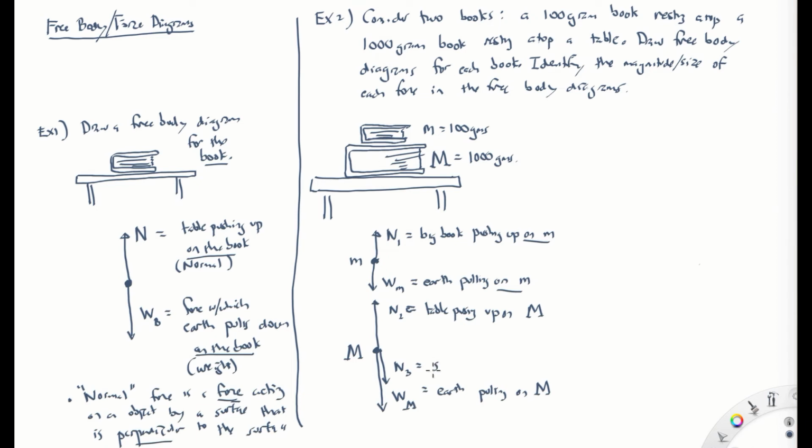So this is the small book pushing on the big book. Okay, so notice all 3 of these forces are acting on that mass, and that's why I've included all 3 of those forces in the free body diagram for that mass. Okay, so those are the 3 forces acting on it. Notice there are only 2 forces acting on the little book, and there are 3 forces acting on the big book. Okay, now what are the sizes of these?